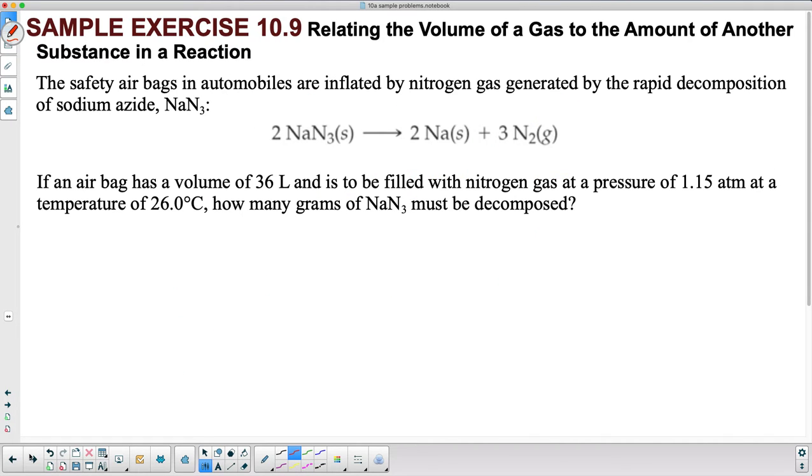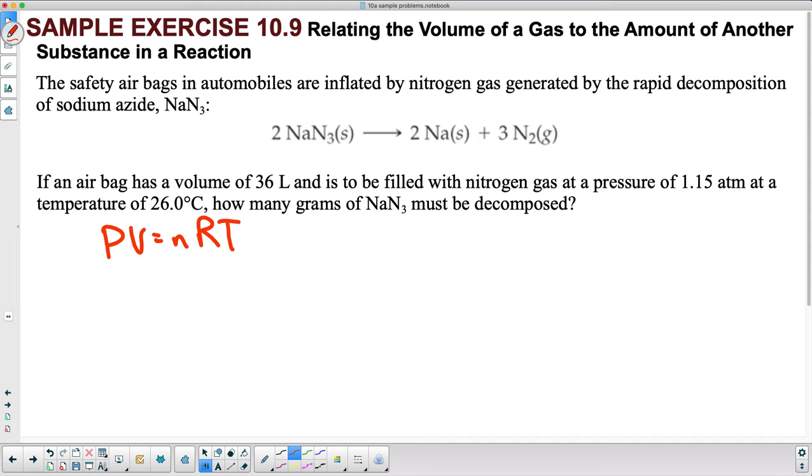Let's go right into 10.9, relating the volume of a gas to the amount of another substance in a reaction. Safety airbags. Okay, let's make this quick here. Safety airbags are inflated by nitrogen gas generated by the rapid decomposition of sodium azide, which is NaN3. So, if an airbag has a volume, the first thing I'm going to do is use my PV equals nRT. We're going to use that the most this chapter, because this is the ideal gas law and can be used in just about any situation. So I'm just going to start to plug in.